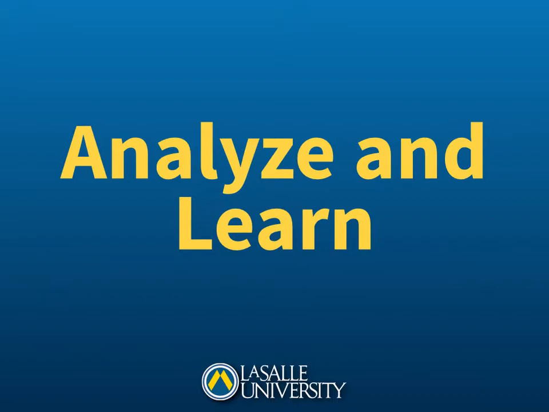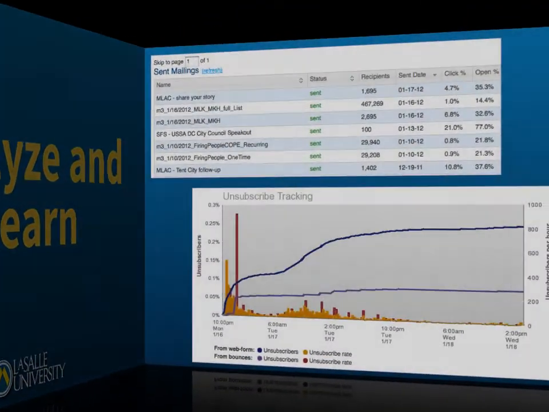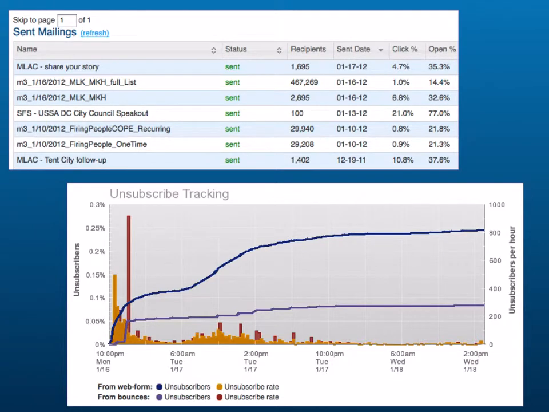And then finally, you want to analyze and learn. So there are numbers that will tell you what works and what doesn't work for your particular audience. So on the top here, I have a list of emails, and there are different types of emails that are being sent. And you can see, based on the number of recipients, the sent date, the click percentage, and the open rate, how these did. So if you look at the second and the third down, there's MLK, MKH.